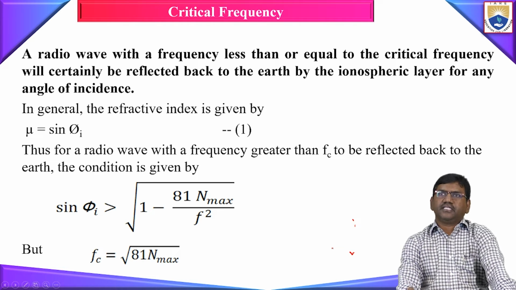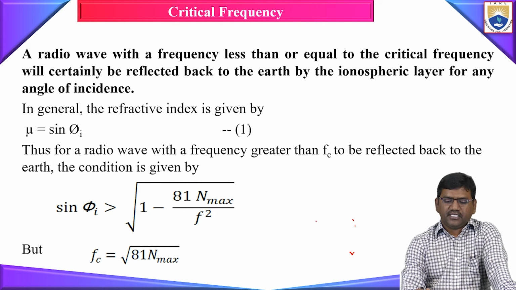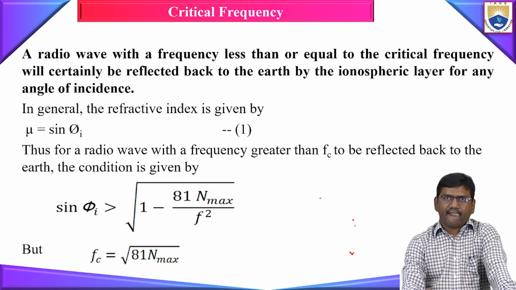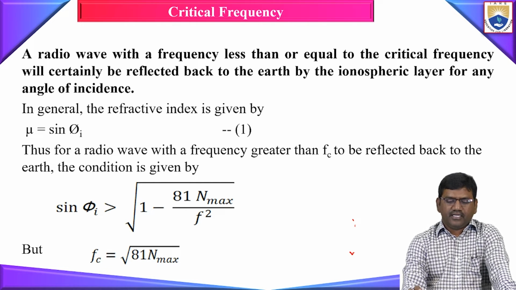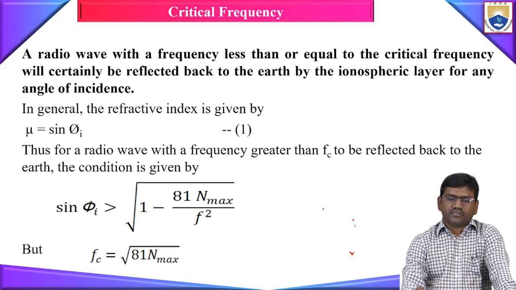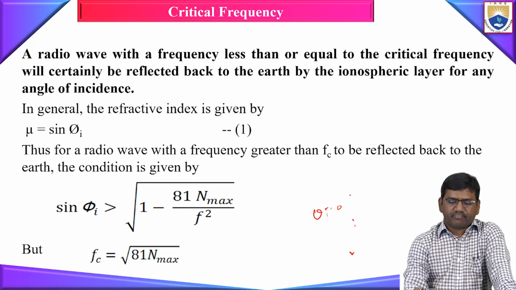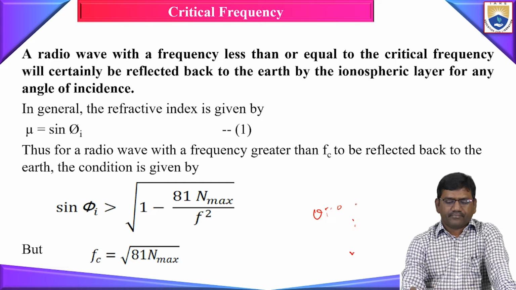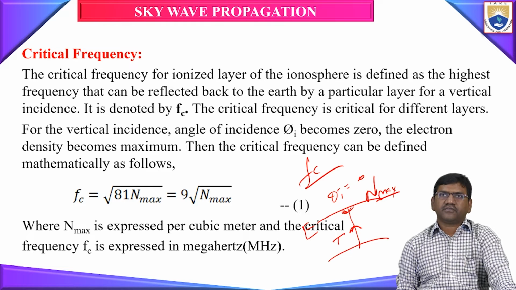For a radio frequency greater than Fc to be reflected back to the earth, the condition is given as sin theta I is greater than root of 1 minus 81 N max by f square. From this equation we can write Fc is equal to root of 81 N max, with theta I equal to 0. So Fc is given as 9 root N max here.